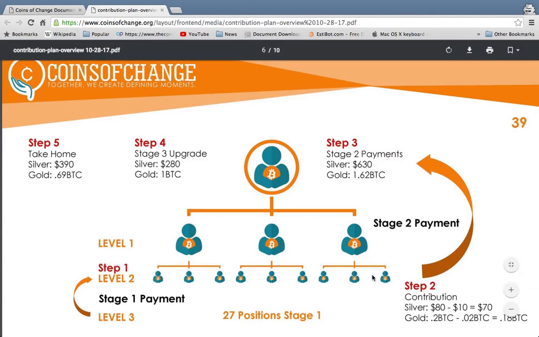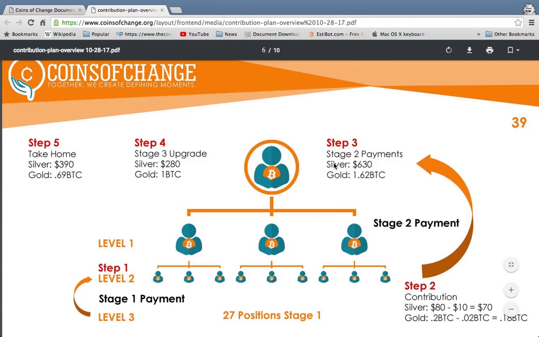Look. So now when they upgrade to stage 2, that stage 2 payment is going to do what? Just like you did when you upgraded to stage 2, it's going to go 2 people ahead of you, of the people that introduced them to the platform. So now those payments are going to come to you. So that's going to be 80 minus the $10 platform fee for a total of $70 times 9 for the total of $630, or 1.62 Bitcoin in the gold platform, right? So that's where you're at now.